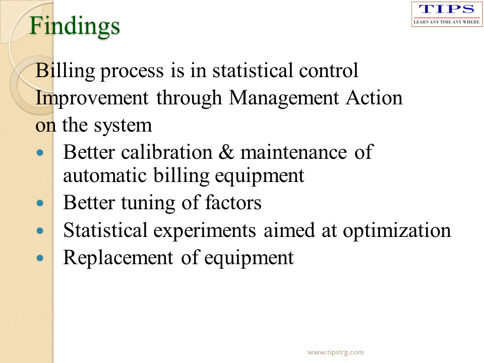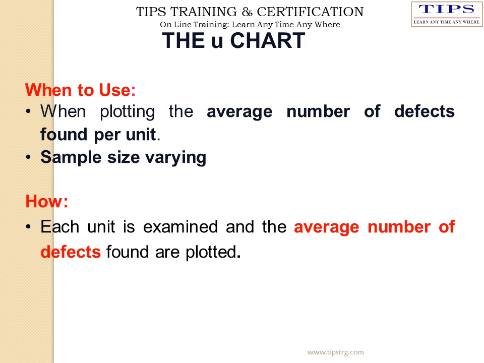What are the findings? The process is within control. But for improvement, you can always think of better calibration, maintenance of automated machines, better tuning of factors, statistical experiments, and replacement of equipment in case of deviations.